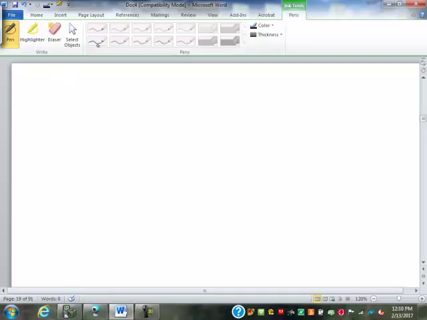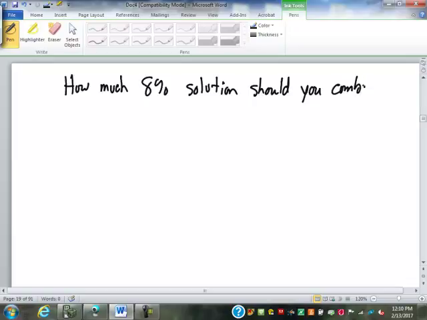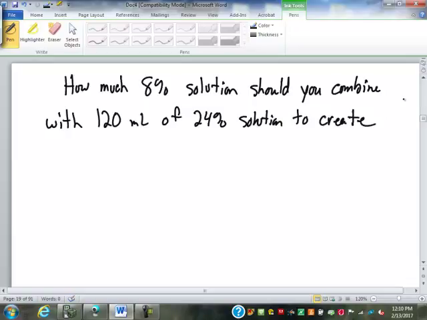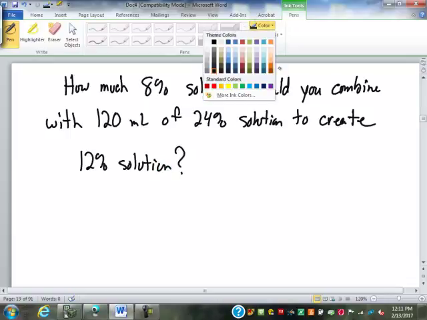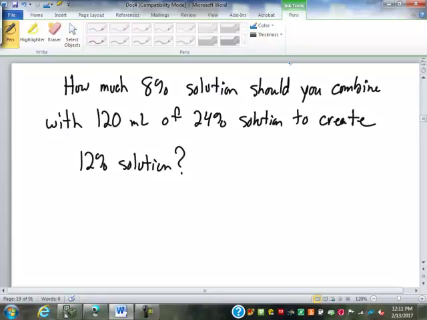I'm going to word this a little bit more like the book would. So we're going to ask how much 8% solution should you combine with 120 milliliters of 24% solution to create 12% solution. So what are the two solutions that we are combining here?